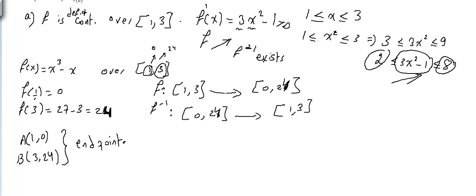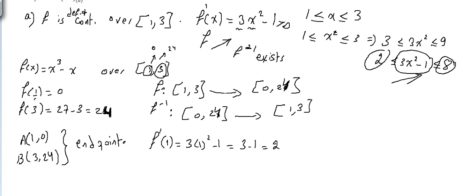So 1, 0 and 3, 24 are the endpoints. Okay, what is the derivative at this endpoint, at 1? We found the derivative. It's 3x squared minus 1. So it's 3 times 1 squared minus 1, which is equal to 3 minus 1. It's equal to 2. All right. The derivative is equal to 2.